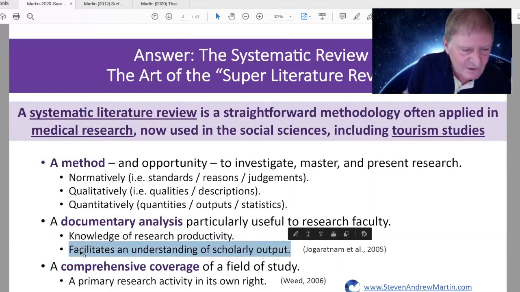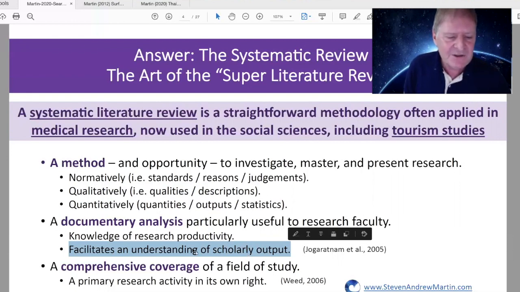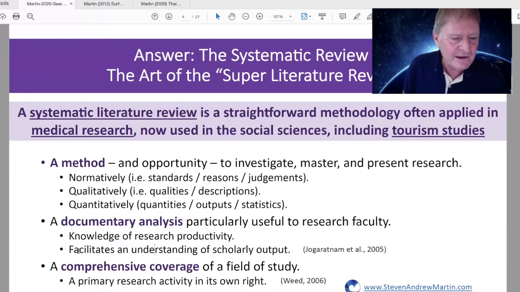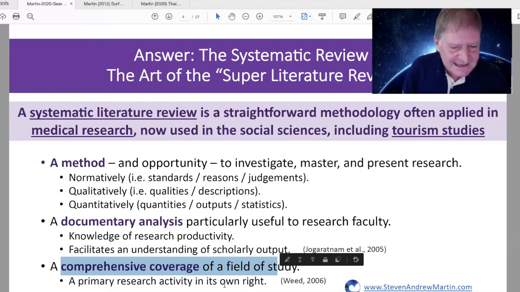What I mean here by facilitates an understanding of scholarly output is that we also get to know who the scholars are. And there's a value in this, right? So that we can begin to know a literature or a topic that we're doing our research on, and we get to know who the scholars are. I'll talk a little more about this later, about the value of knowing who's who in a field of study. And lastly, it's a comprehensive field of study in its own right.